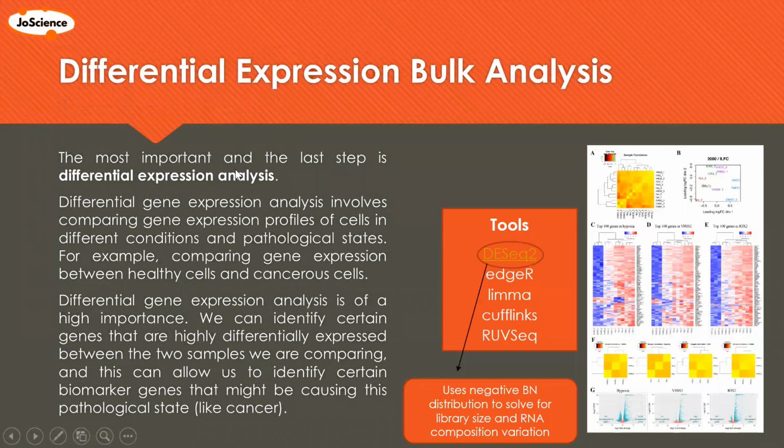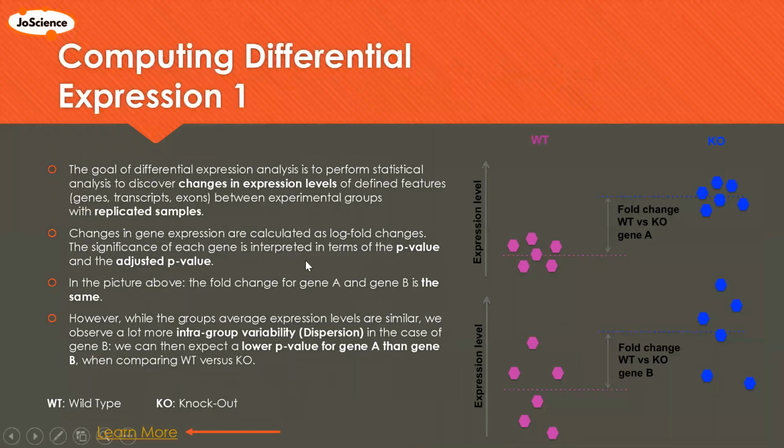We have talked about differential gene expression analysis, how to determine whether a gene is statistically significantly differentially expressed between two samples. Differential gene expression takes into account the log fold changes, the magnitude of the log fold change, as well as the intra-group dispersion. So we have gene A that is differentially expressed between the two samples, while gene B here is not differentially expressed between the two samples due to the high intra-group dispersion. And we have discussed this in detail.